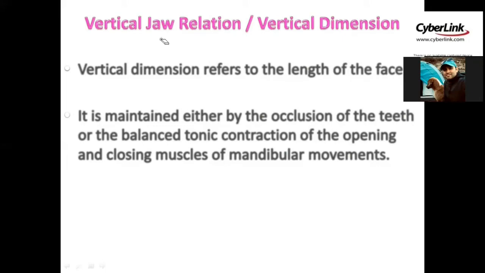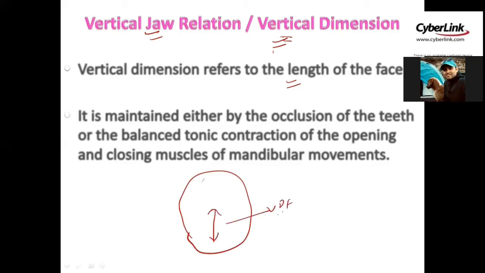Then come to your vertical jaw relation. So what do you mean by vertical jaw relation? It basically means the vertical dimension. Vertical dimension refers to length of the face. That means if this is your face, then we have to take the jaw relation in terms of vertical dimension of face, right? It is maintained either by occlusion of the teeth or the balanced tonic contraction of the opening and closing muscles of mandibular movement.